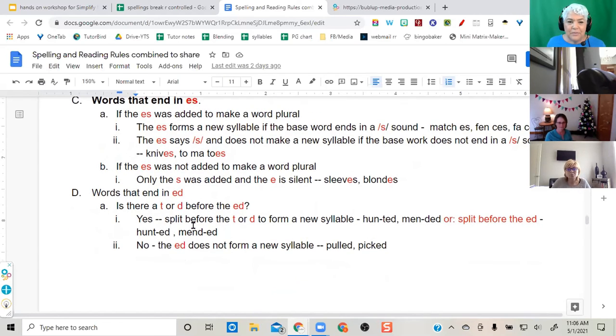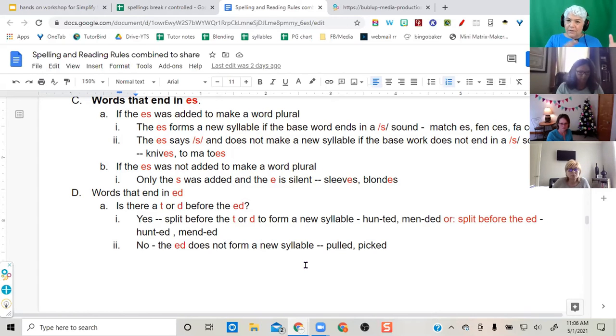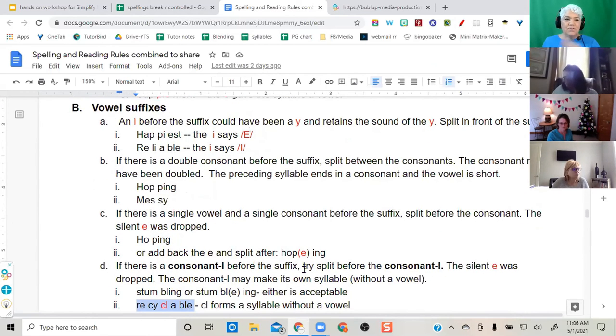And then the ED, we know if the ED comes after a D or a T, it forms a new syllable. If the ED does not come after a D or a T, it's just part of the previous syllable. So pulled, picked, right? So that's more of the lower level, but it's that awareness of what's happening within the word. That's in there, and then there's some other things, but this kind of flow chart is there, and I know that's a lot to process at one time, but as you're working with words, you'll see.